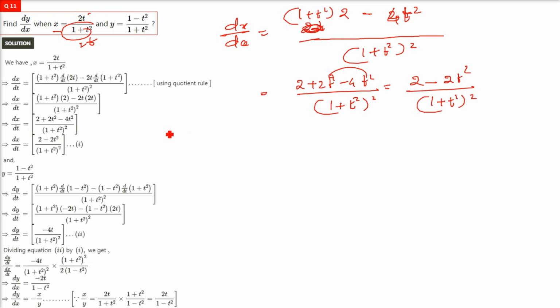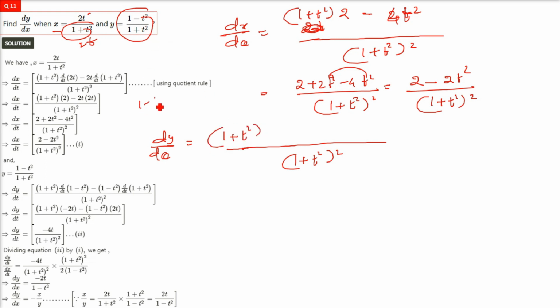So dx by d theta. You can also take 2 common, and that will be twice of 1 minus t square in the numerator in dx by d theta. Now dy by d theta we are going to work out. So 1 plus t square whole square in the denominator. 1 plus t square as it is. Differentiation of 1 minus t square is negative of 2t. Negative 2t, you can just write negative 2t. Then minus, okay, 1 minus t square here. The differentiation of 1 plus t square is twice of t.